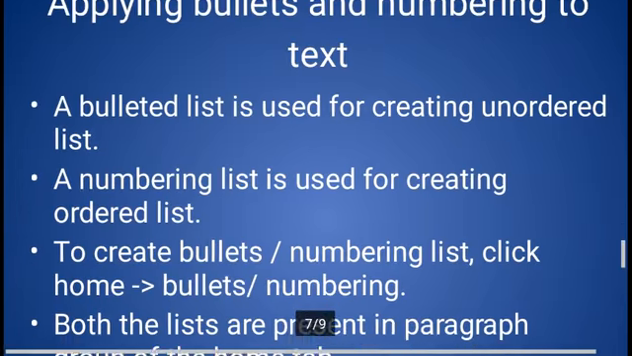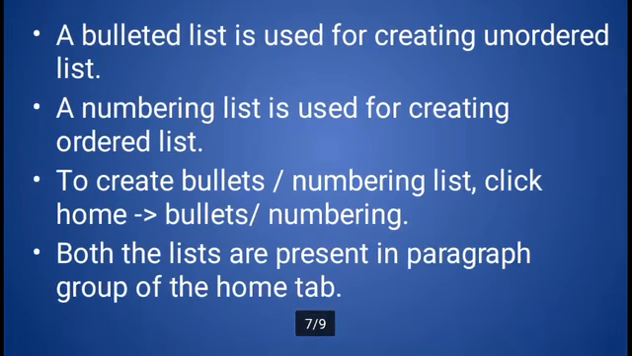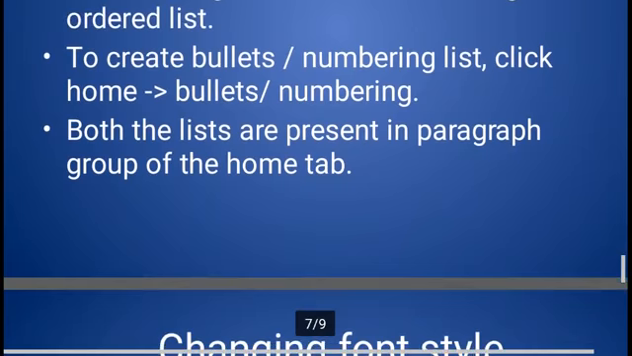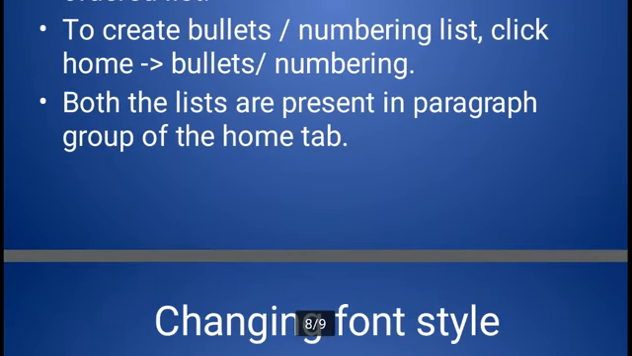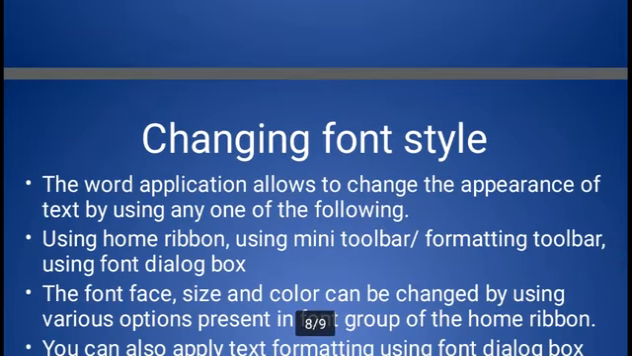Okay, to create a bulleted list or a numbered list, click Home, then select Bullets, and then we can use the Numbering option. Both lists are present in the Paragraph group of the Home tab. So first we must have a list, then we select our list, then we can use bullet or number list. For a bulleted list we can use an unordered or design list, and for proper sequencing we can use a number list.